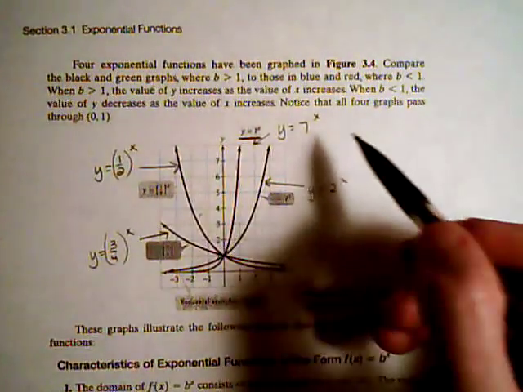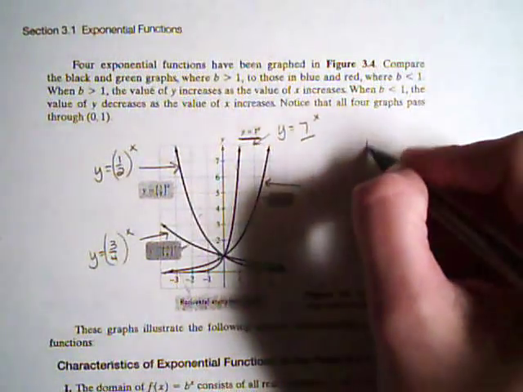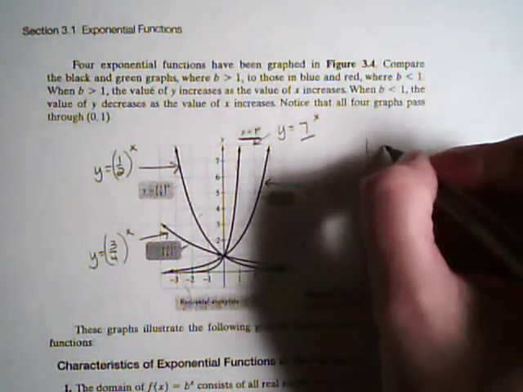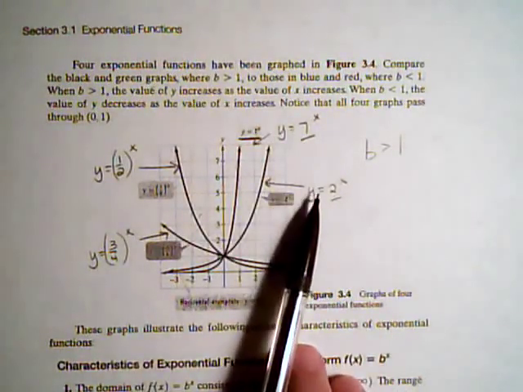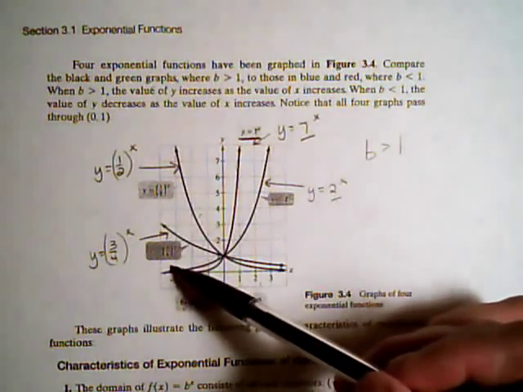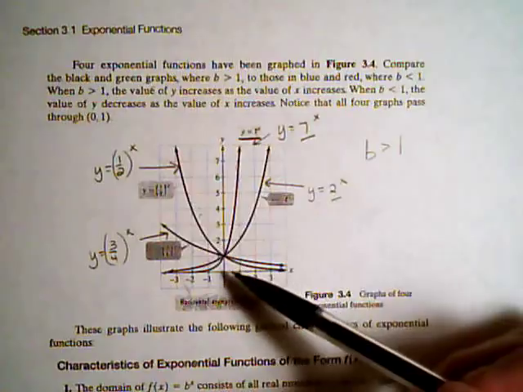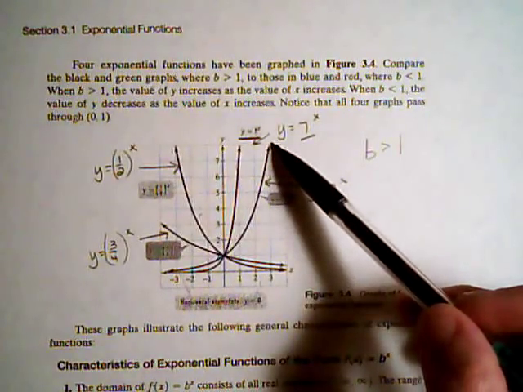Okay. If you notice, with these two functions, our base, which we usually call b, is greater than 1. When the base is greater than 1, you will see that your y values will increase as your x values increase. So we'll see that curve that's rising to the right.